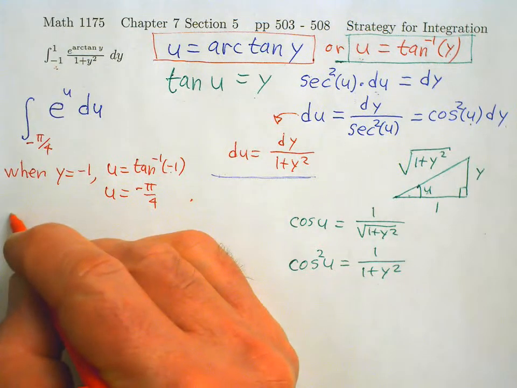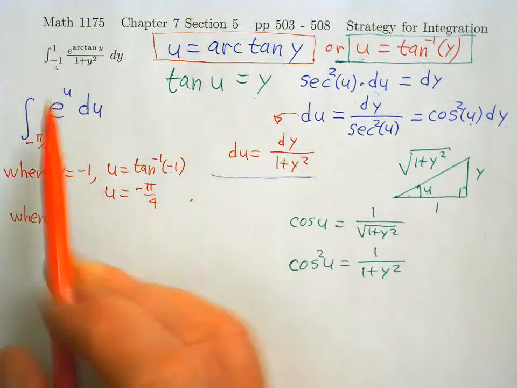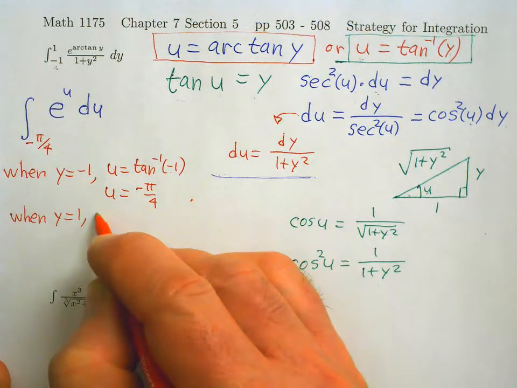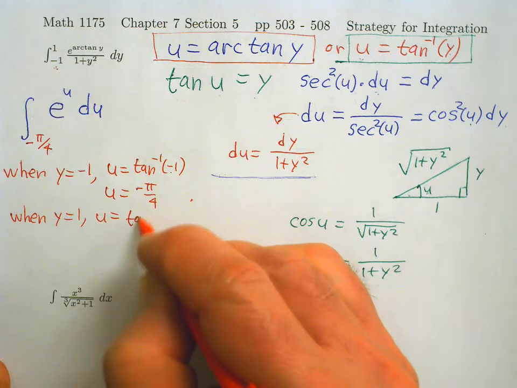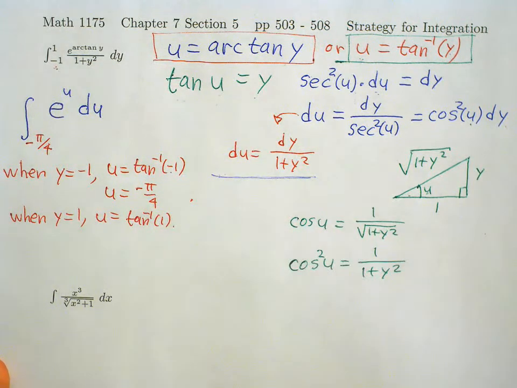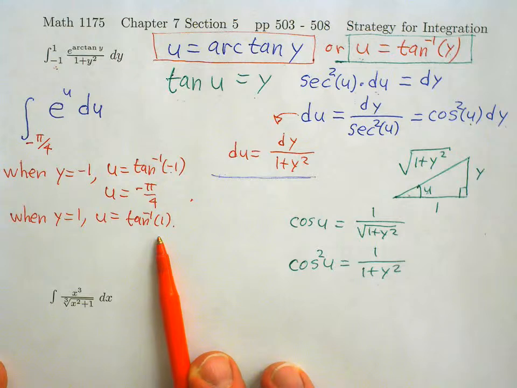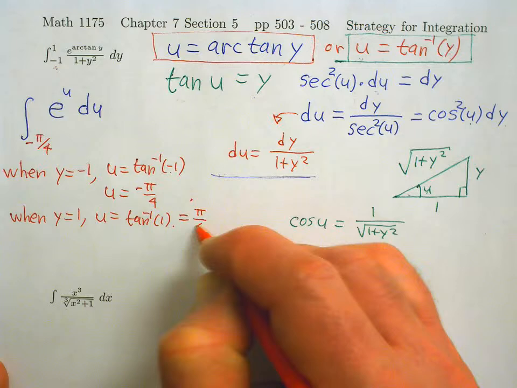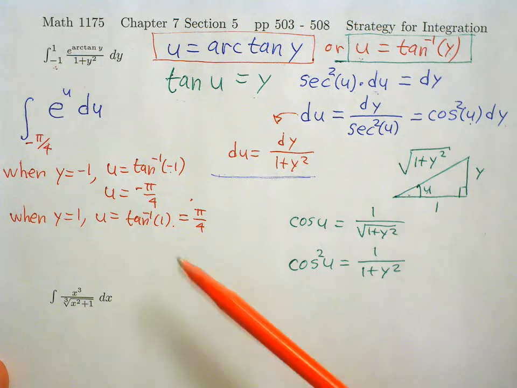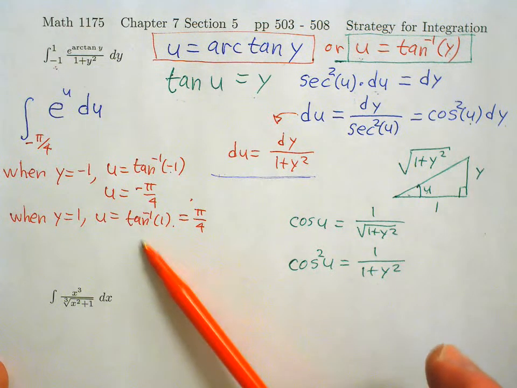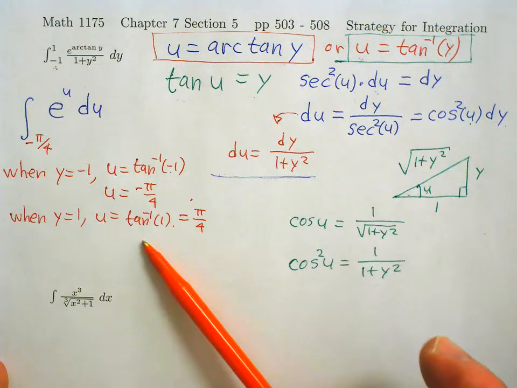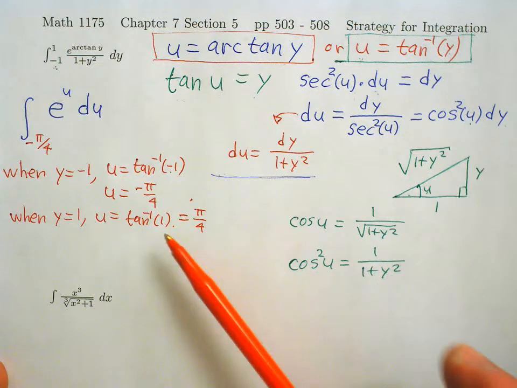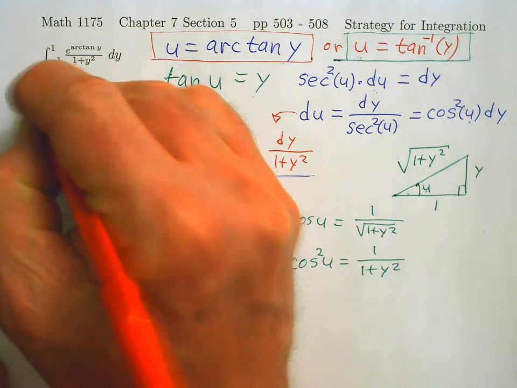And then the same reasoning when the y value is the upper limit 1, when y equals 1, the u value is the inverse tangent of 1. The angle whose tangent is 1 is pi over 4. Remember, the range of the inverse tangent function is between negative pi over 2 and pi over 2. So in that interval, tangent of pi over 4 equals 1. So the upper limit is pi over 4.